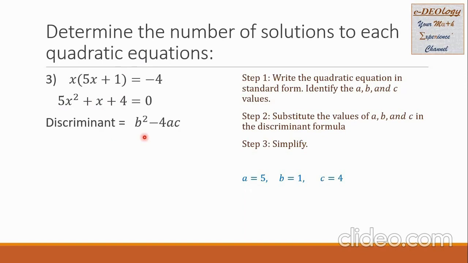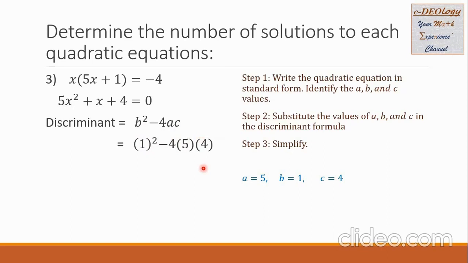Then on the discriminant formula, we will substitute the values. The b squared is now the square of 1 minus the constant 4 times a. The a is changed into 5 times c. The c is now changed into 4.